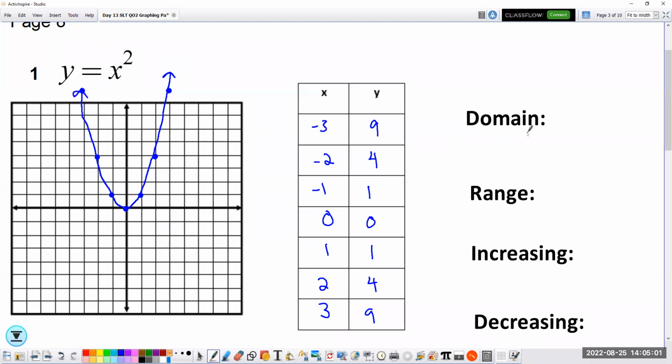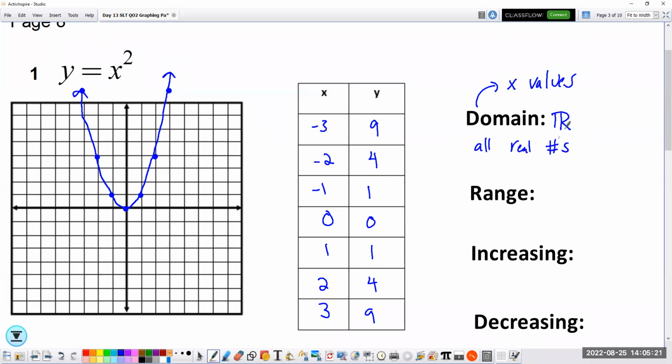Now, the domain of this function, we want to remember that these are all of our x values the function covers. Now, I can square any number. I can square any x value, any positive number, any negative number, I can square it. And for this reason, we say the domain of this function is all real numbers.